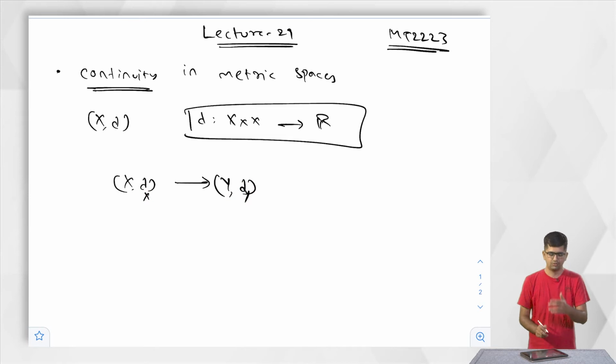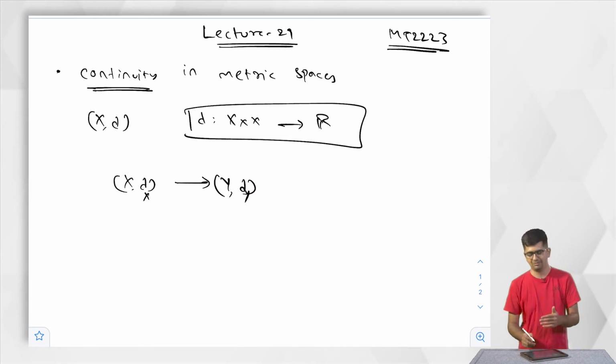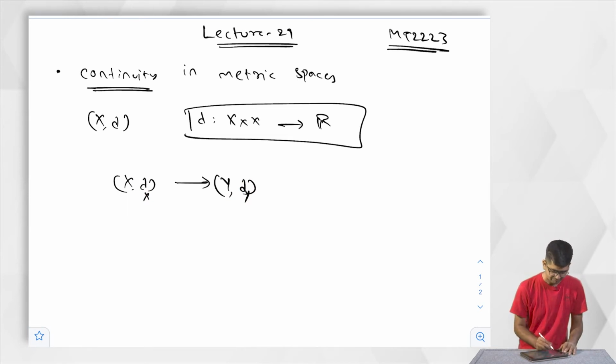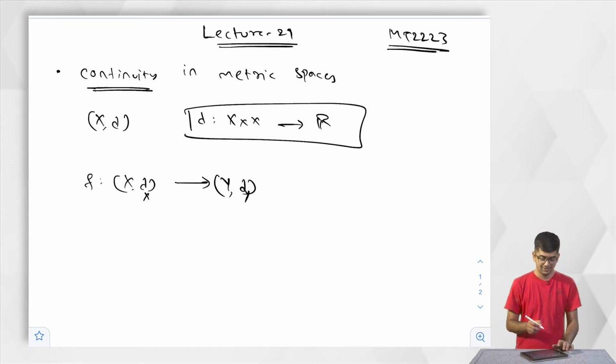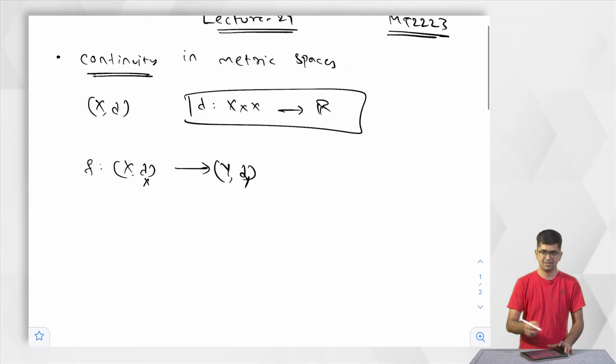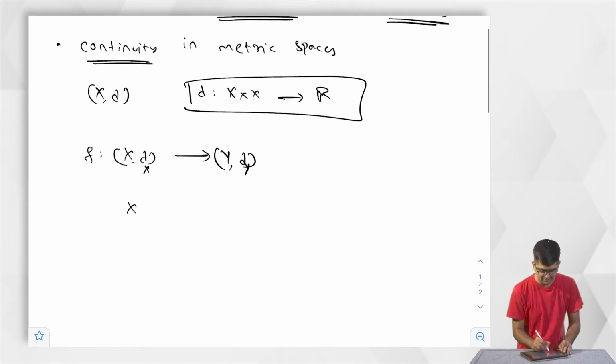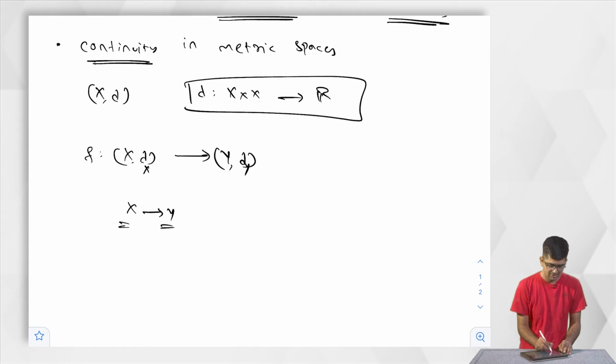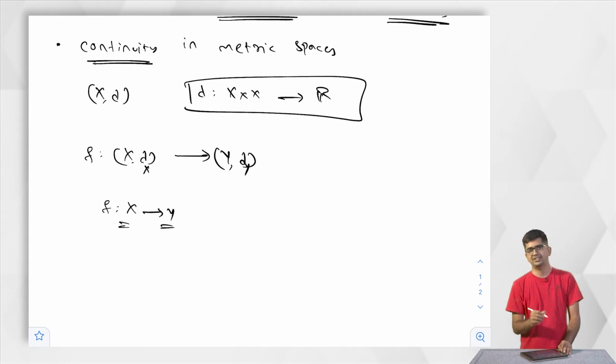Now we want to declare what we mean by continuity. So a function f, a continuous function, is first of all just a set map from X to Y. These are 2 sets, so I can talk about a set map satisfying certain conditions.